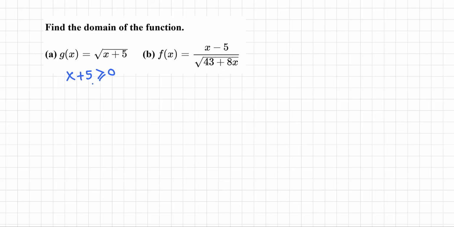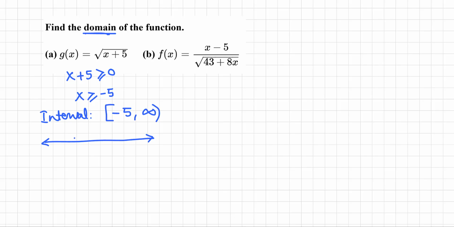Then we can solve for x, subtract 5 from both sides, so x is bigger than or equal to negative 5. So this is the domain, all reals bigger than or equal to negative 5. And if you want to write in interval form, if they ask, negative 5 and bigger all the way to infinity, negative 5 is inclusive. Okay, that's the interval. We are finding the domain. Or in graph form, negative 5 is inclusive, so dot and everything to the right.